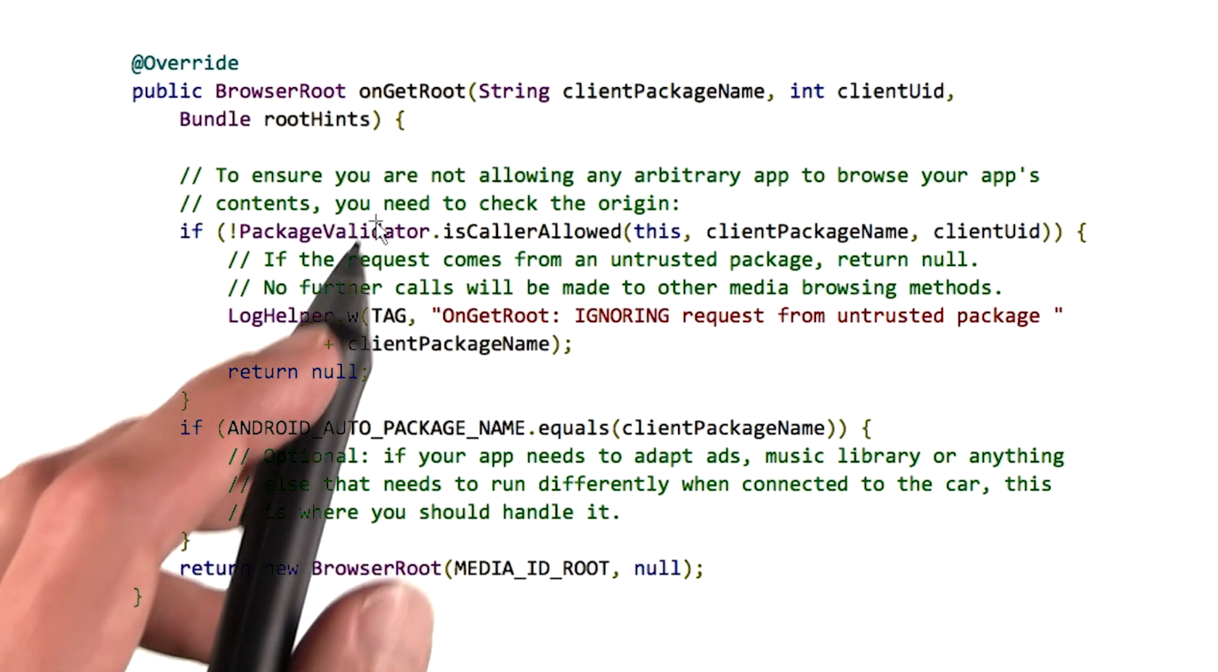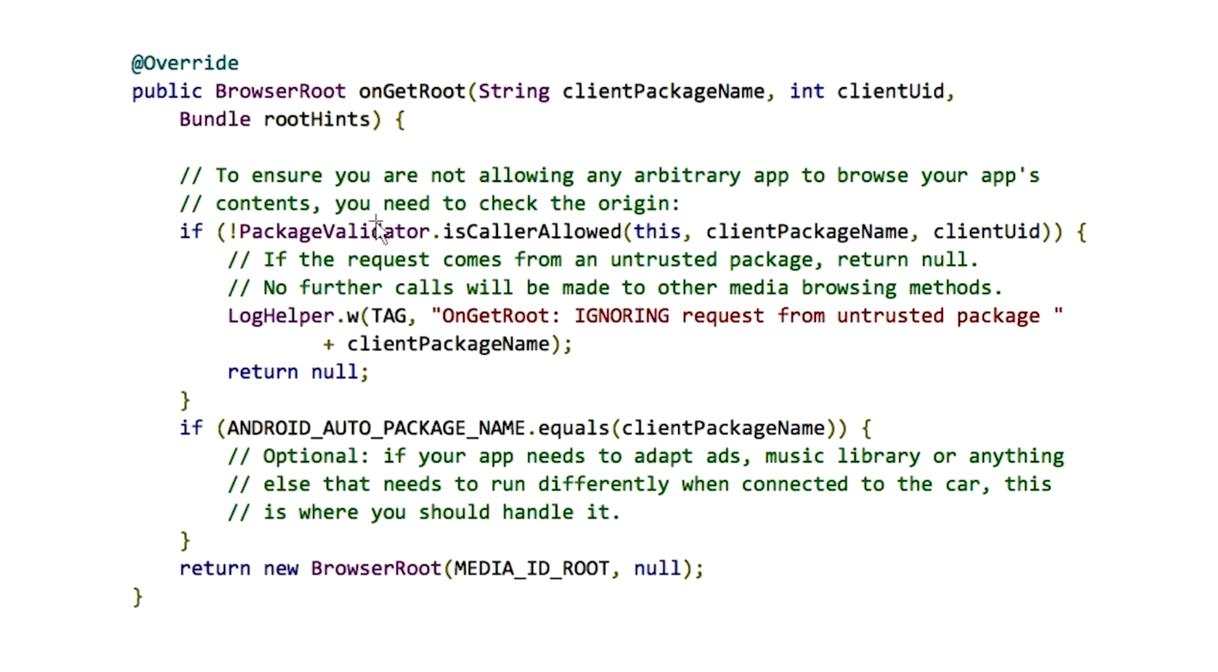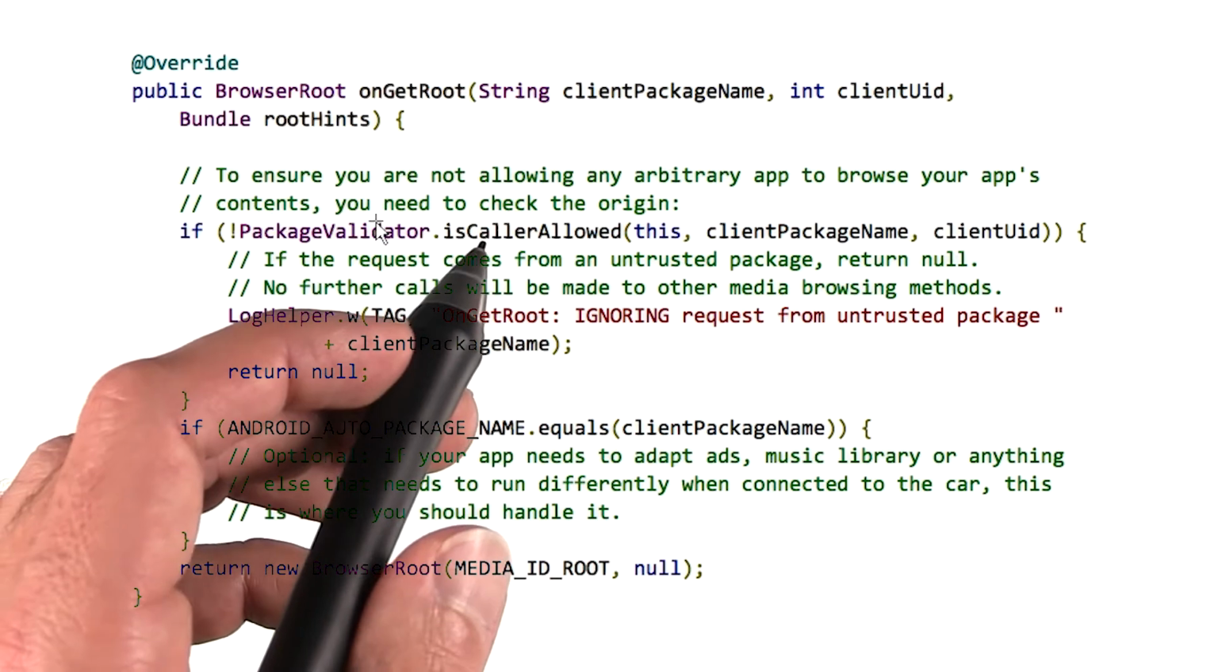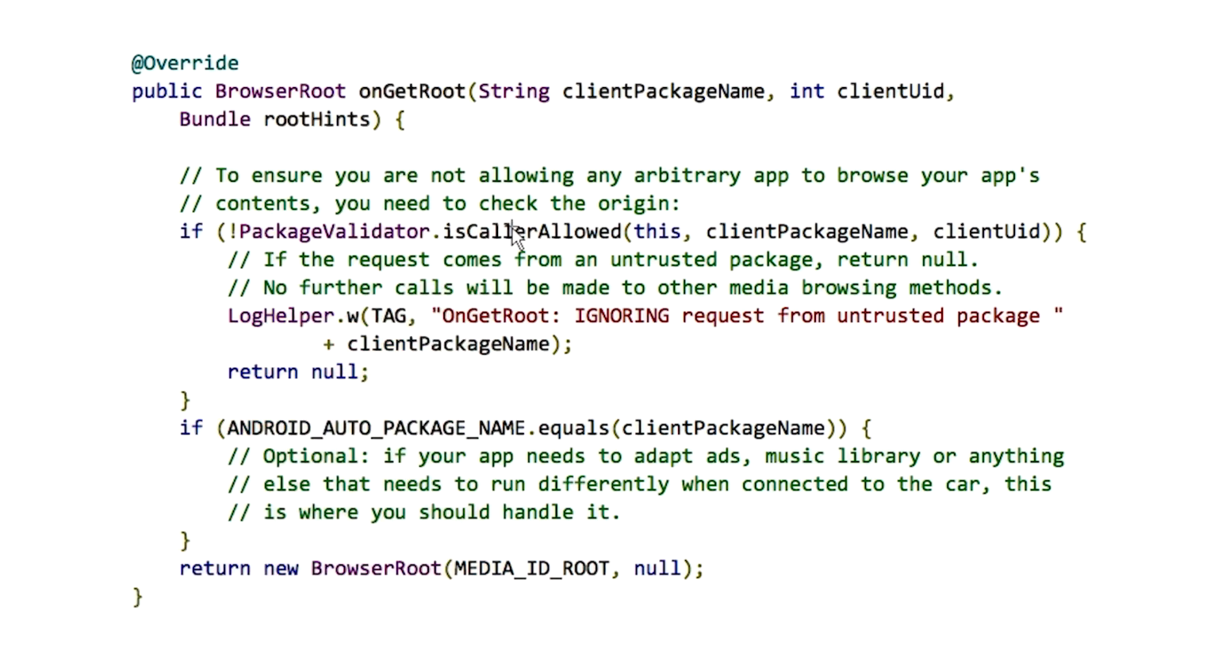Here, you can see we're calling a package validator class that takes this information in the isCallerAllowed method and checks it. If the package is not allowed, we return null, and this will not allow the media browse operation to continue. To get yourself a copy of the package validator, you should use one of the Android Auto samples that I'll introduce later to see what the package validator class looks like. You should probably just use this code instead of trying to write your own.